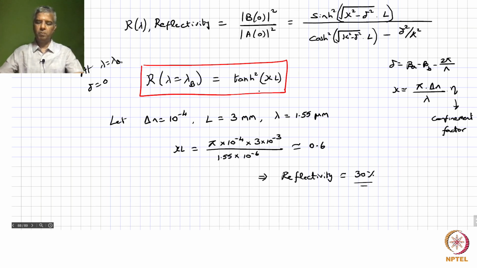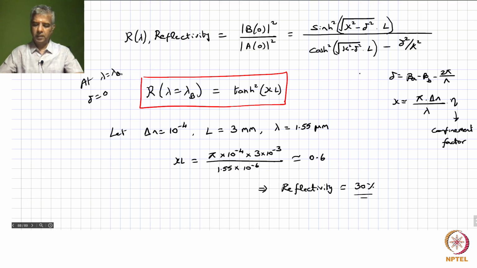And then we looked at one particular example where we said we can consider delta n equal to 10 power minus 4, L equal to 3 millimeters and lambda equal to 1.55 micron, and of course eta, which is the confinement factor, we assumed to be 1 in this case. For that case kappa L becomes 0.6, and then the reflectivity is roughly about 30%. Now, of course, you can get much higher reflectivities.